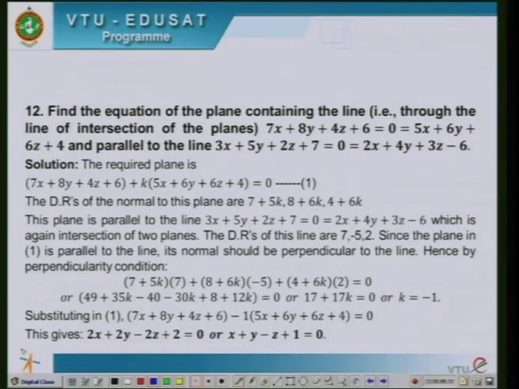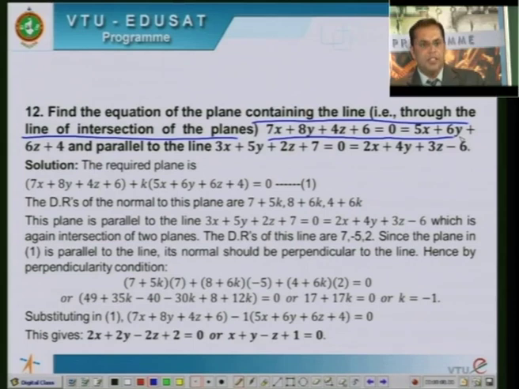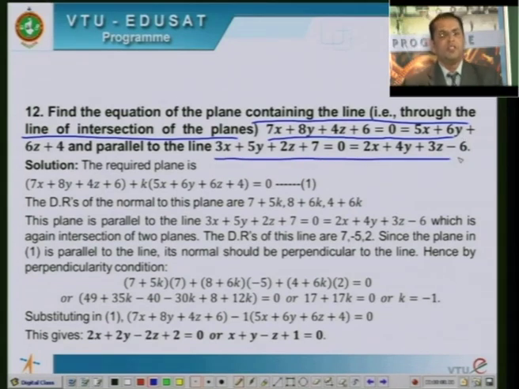Find the equation of the plane containing the line, or these two mean one and the same. Either you say containing the line or you say through the line of intersection of the planes 7x plus 8y plus 4z plus 6 equal to 0 equal to 5x plus 6y plus 6z plus 4, and parallel to the line 3x plus 5y plus 2z plus 7 equal to 0 equal to 2x plus 4y plus 3z minus 6.